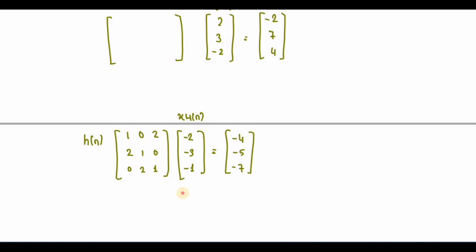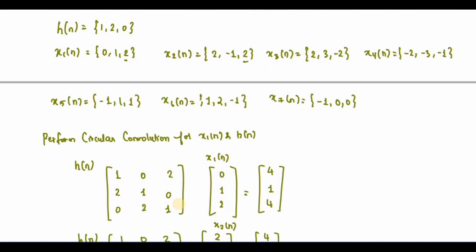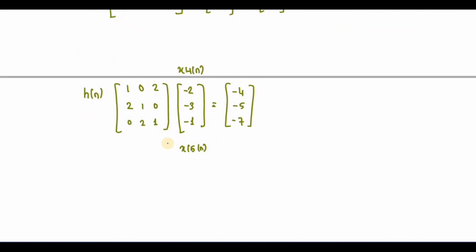Next, x5 of n. That is, what's the value? Minus 1, 1, and 1. So, if you solve, you will get minus 1 plus 2 is 1. Next, minus 2 plus 1 is minus 1. Next, 2 plus 1 is 3.